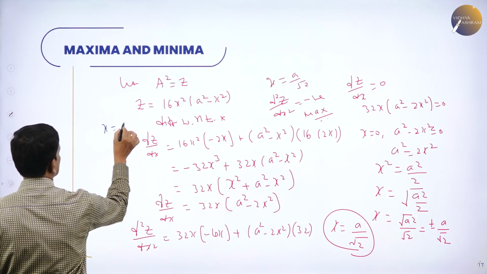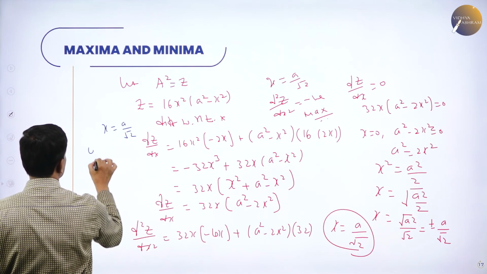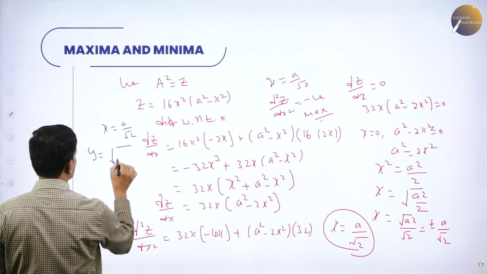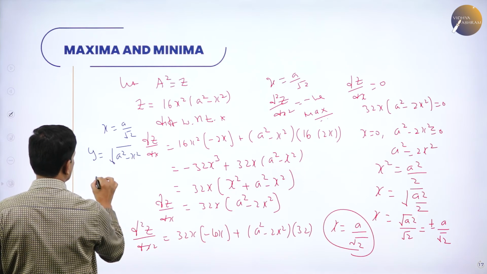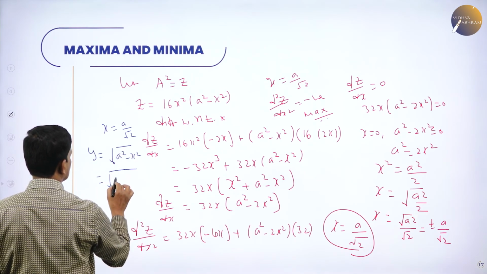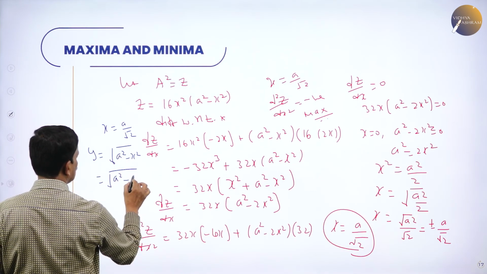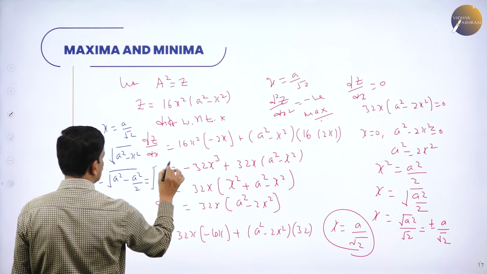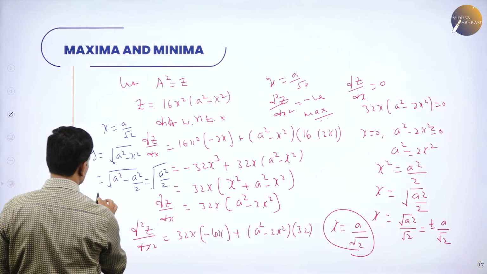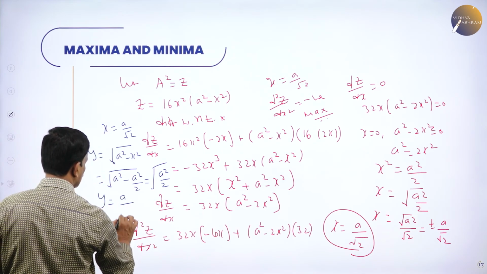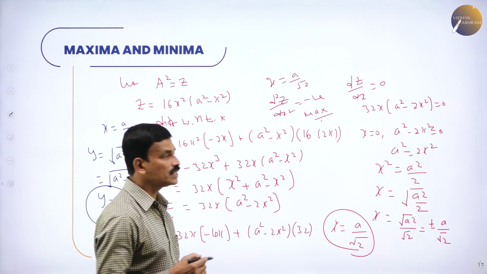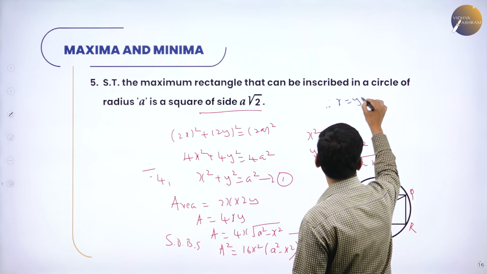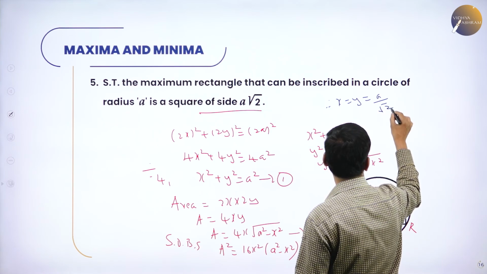So when x = a/√2, what is y? y = √(a² − x²), that is nothing but √(a² − a²/2). Take the LCM and simplify, you will get a²/2. So y is also equal to a/√2. So therefore, x = y = a/√2.